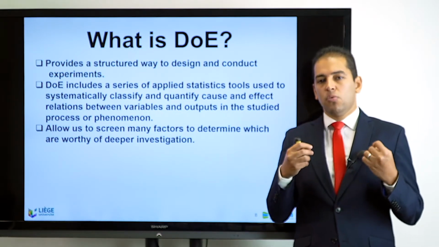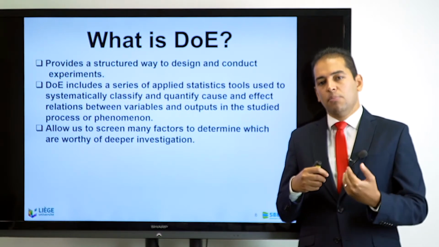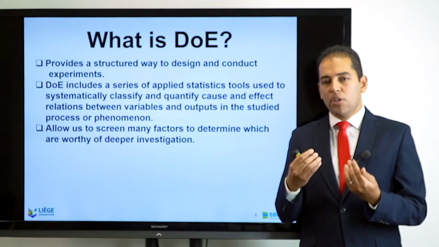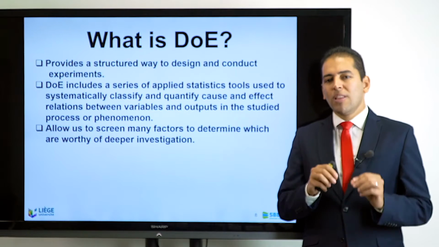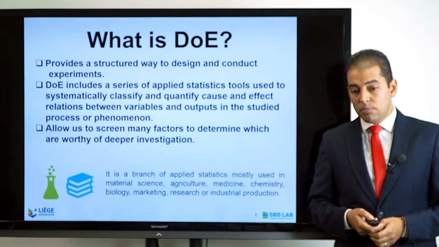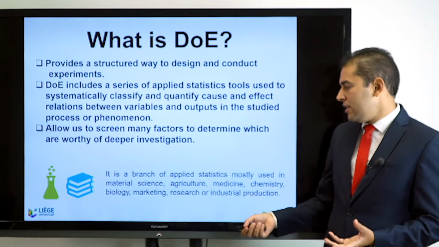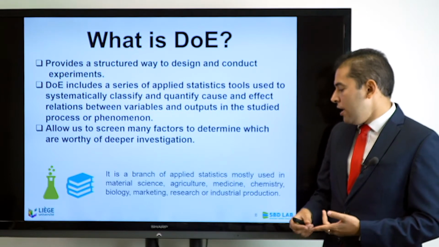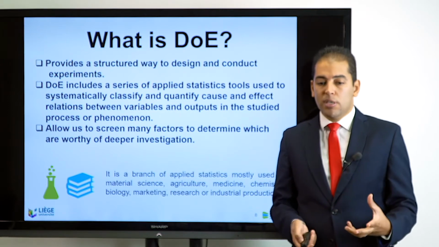So it's a very intelligent way and a very useful tool to inform the experimental design process and to make sure that before you run your experiment and start to do all this laborious work and all this time-consuming and very costly testing, that you first define what type of tests with which type of intervention and factors need to take place. So it is a branch of applied statistics, and it is mostly used in material science, agriculture, medicine, chemistry, biology, marketing research, or industrial production. It's also used a lot for optimizing products.